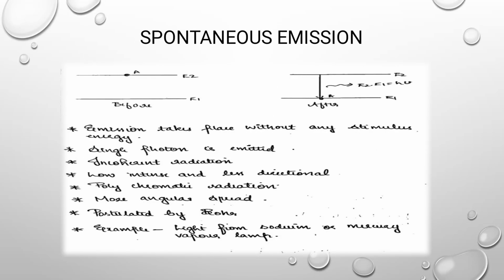Spontaneous emission. In spontaneous emission, the atom in the higher energy level returns back to its ground state by releasing a photon of energy E2 minus E1 equal to h nu without any stimulus energy. This emission takes place without any stimulus energy. A single photon is emitted. It is incoherent radiation, low intensity and less directional. It is polychromatic radiation with more angular spread. It was postulated by Bohr. Example: light from a sodium or mercury vapor lamp.